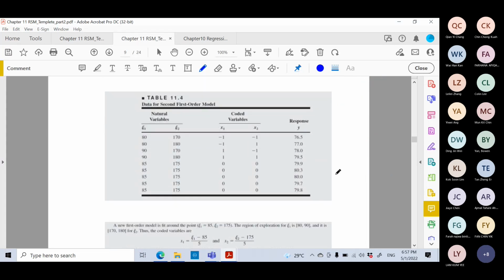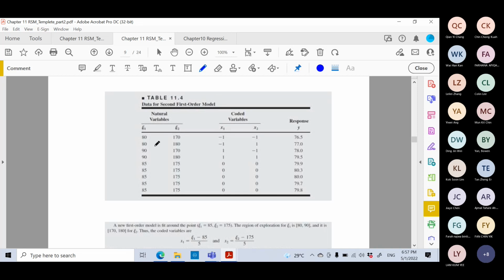So therefore, you have a scoring table. We will concentrate on the 80 and the 90 here. At the 80 and the 90, we run the experiment, and then also the 85 here. So this is an experiment we run again. Okay, so the data for the second first order model.